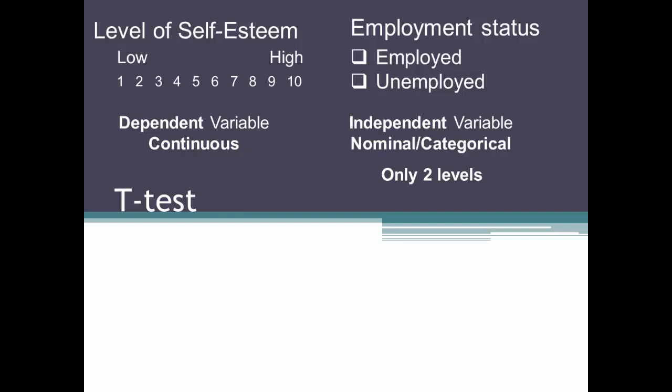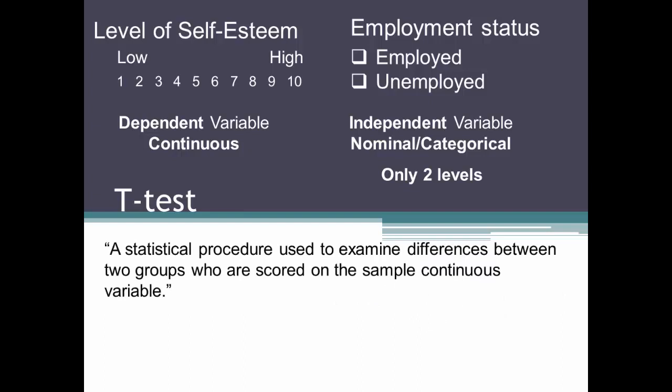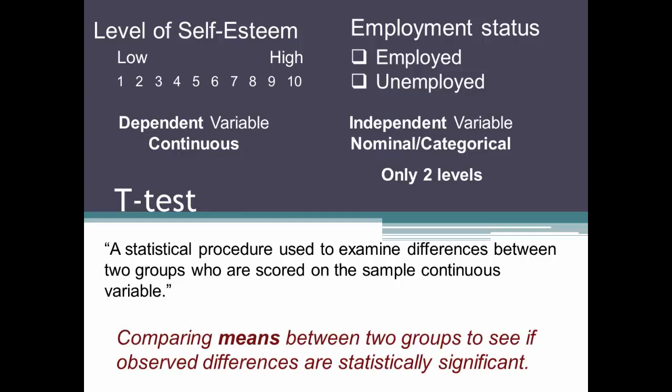But we're talking today about t-tests, which is a statistical procedure used to examine differences between two groups who are scored on the same continuous variable. This allows you to analyze the data of a comparative research question or hypothesis. Really, what you're doing is comparing means between two groups to see if observed differences are statistically significant. You are looking for differences in means between two groups.